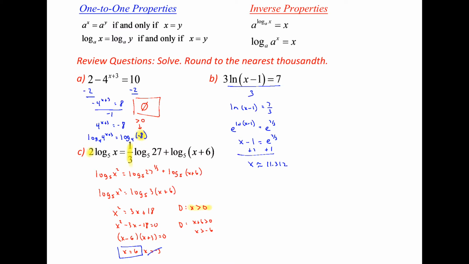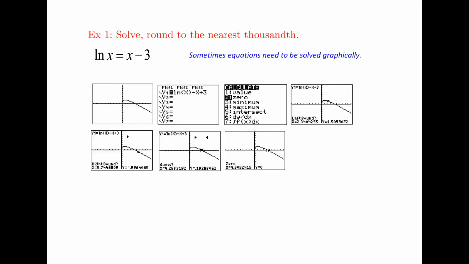The domain must have x greater than 0 on the first one, and on the second, x plus 6 must be greater than 0. So if x is greater than -6 and x is greater than 0, to satisfy both of them, it'd have to be x is greater than 0. So therefore x equals -3 is not part of the domain, so x equals 6 is your solution.